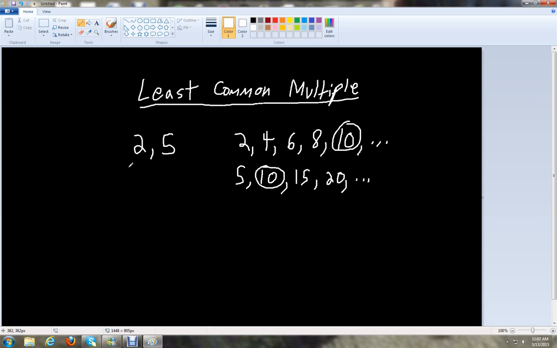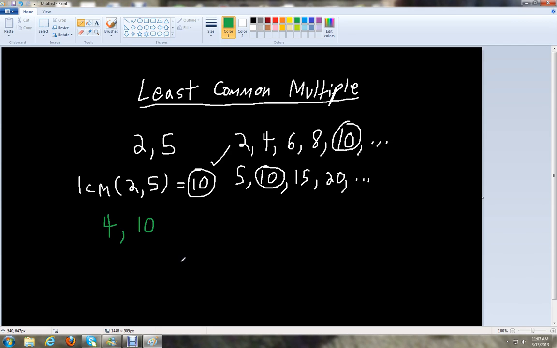So the least common multiple, we'll write that as LCM of 2 and 5 equals 10. Okay. So let's try another example. Let's say I have 4 and 10.